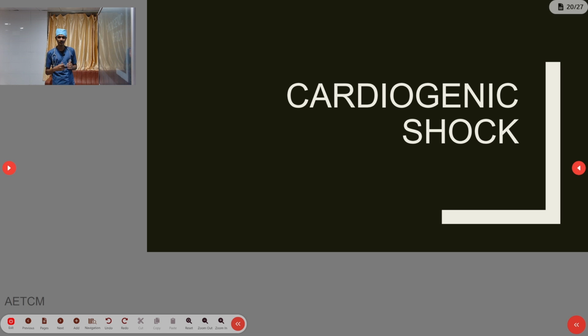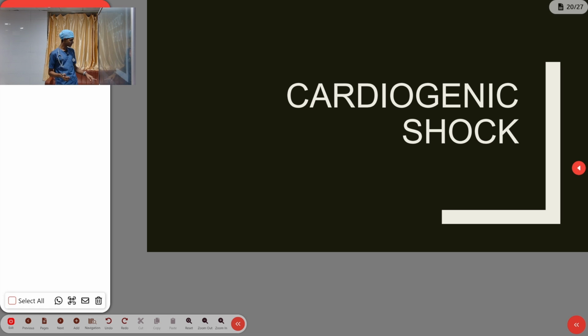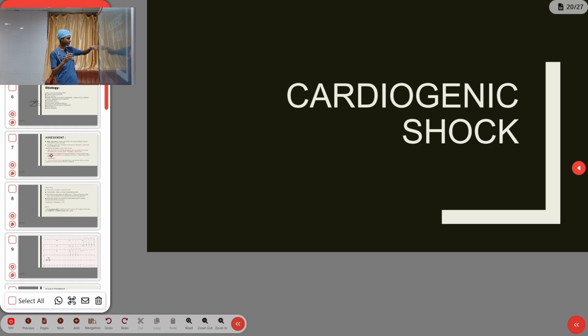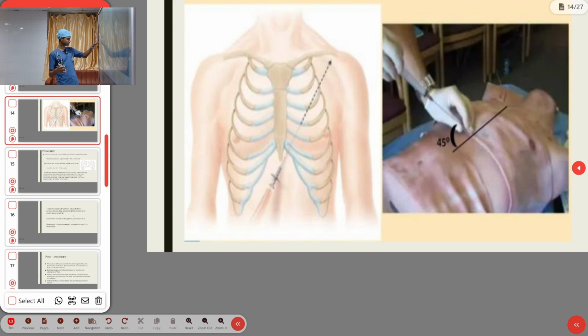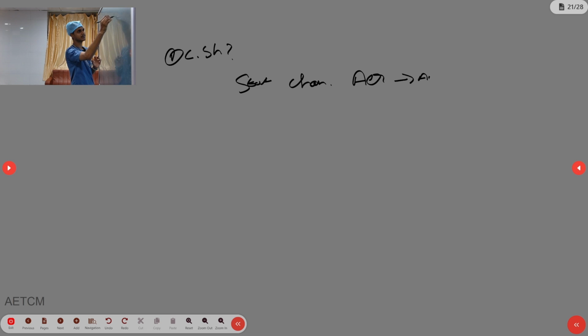The next topic is cardiogenic shock. Before getting into the shock, we have to know what is meant by circulatory shock and what the classification of circulatory shock is. So what is meant by circulatory shock? Circulatory shock is a state of changing from aerobic to anaerobic metabolism because of hypoperfusion.